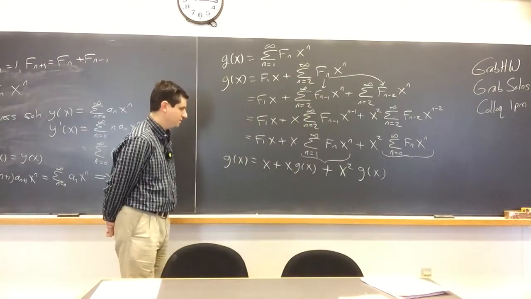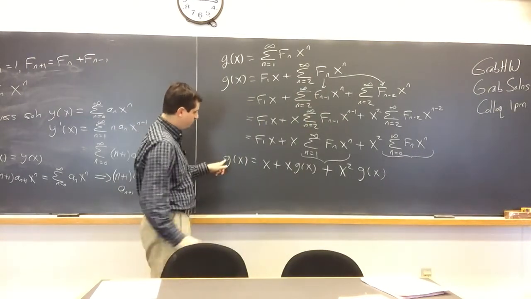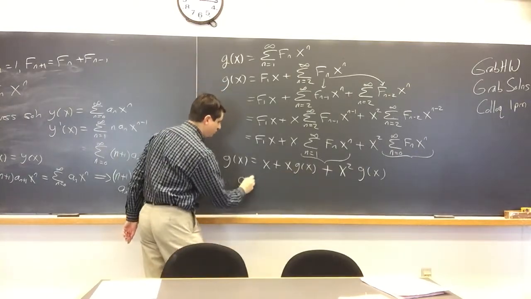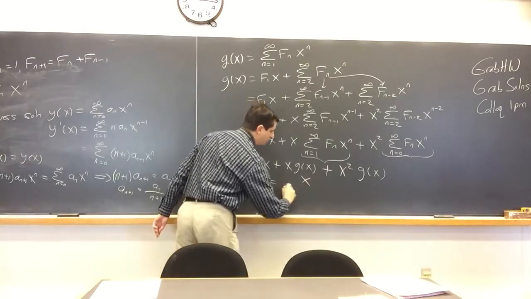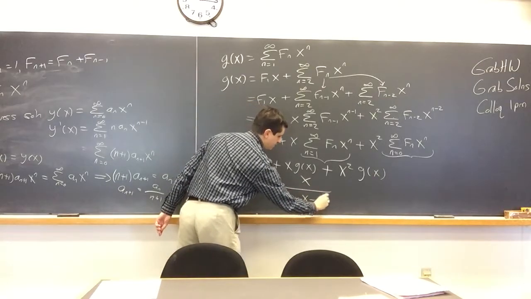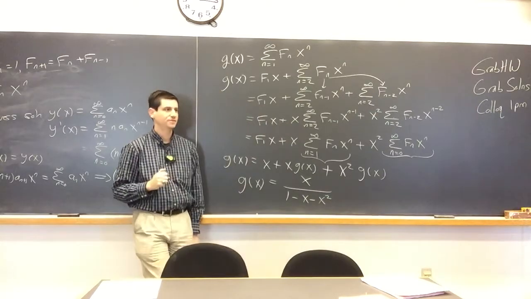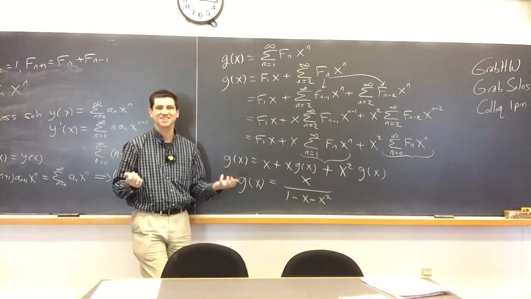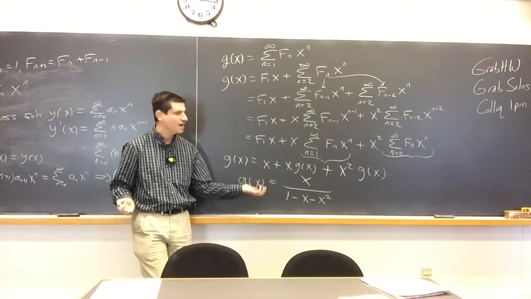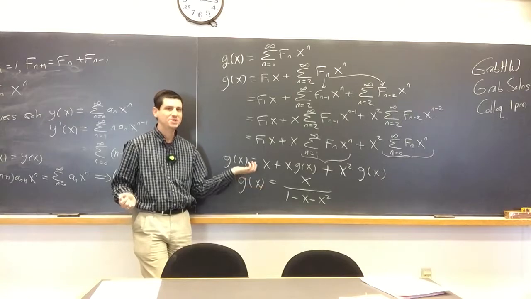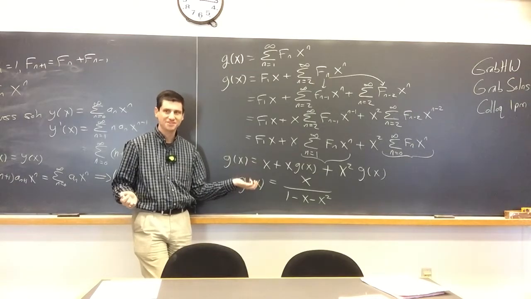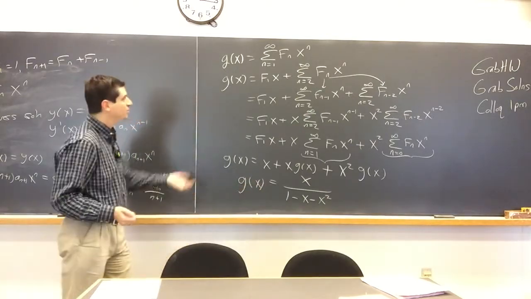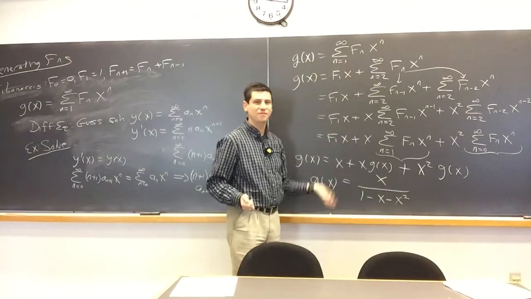This is absolutely amazing. So if I subtract, I get 1 minus x squared g of x equals x. So I get g of x equals x over 1 minus x squared. So it's worth just letting this sink in. This is miraculous. We have an explicit formula for g of x. And now that we have an explicit formula for g of x, we know its series expansion. We should be able to then pull off the fn somehow.